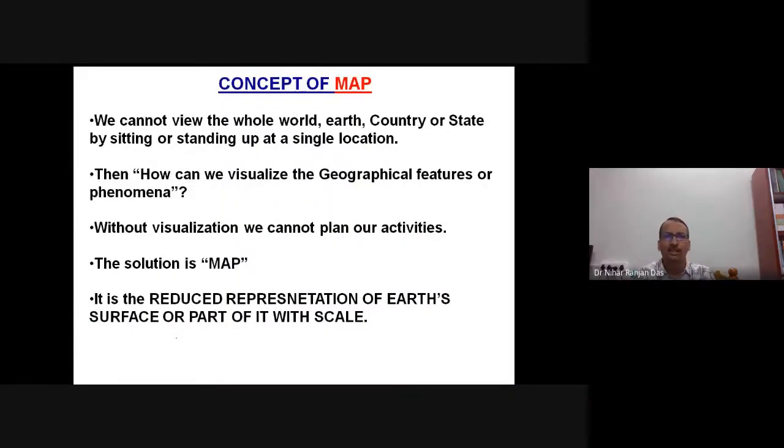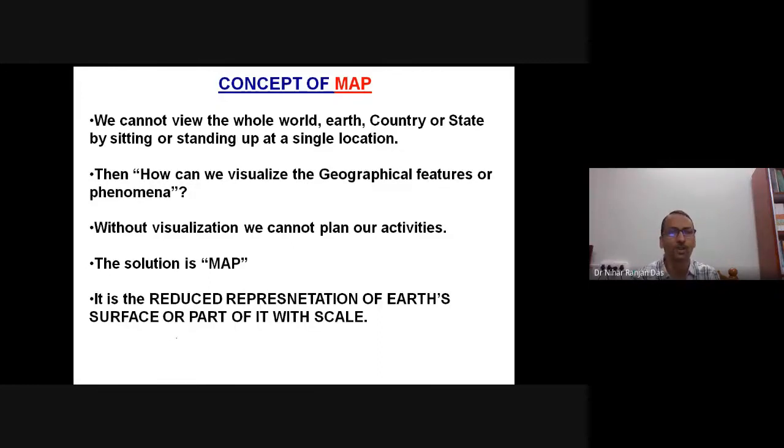We cannot view the whole world, Earth, country or state by sitting or standing at a single location. If I ask you right now to go to a particular point in your house, wherever you are sitting, and see the whole city, are you able to see the whole city? I don't think so. If I am sitting in my own office in Bhubaneswar and I go to the rooftop, I will not be able to see the whole city. If I go to the top of a high-rise building, I may see a great part of my city from the top. Can I see the whole state?